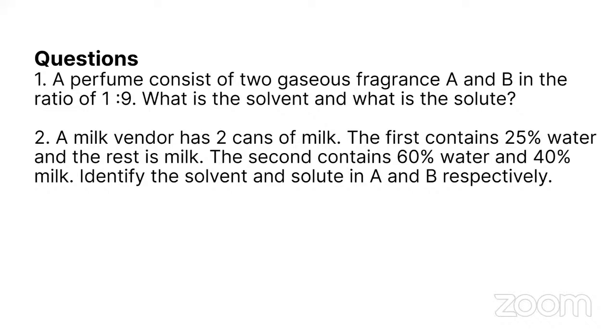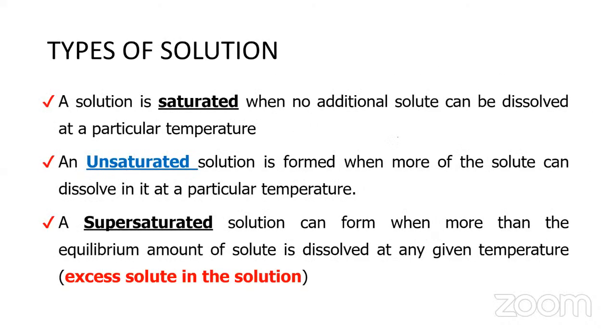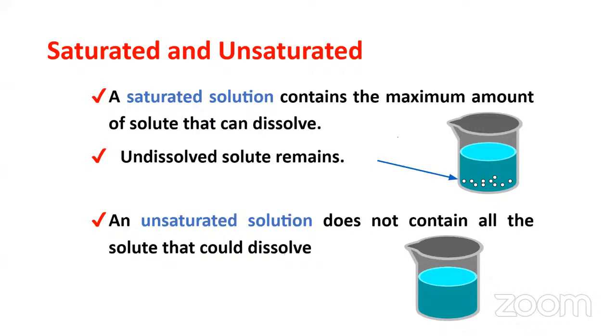In can 2, what's the solvent? Water. And in can 1, what's the solute? Water. In can 1, water is the solute. In can 2, milk is the solute. So milk and water is not always that.